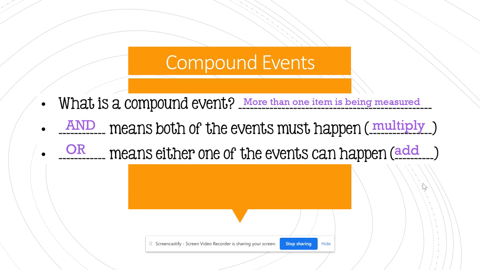Okay, so compound events is when more than one item is being measured. When you see the word and, that means both of the events must happen and you're going to multiply the probabilities. When you see the word or, that means either one of the events can happen and you're going to add the probabilities.